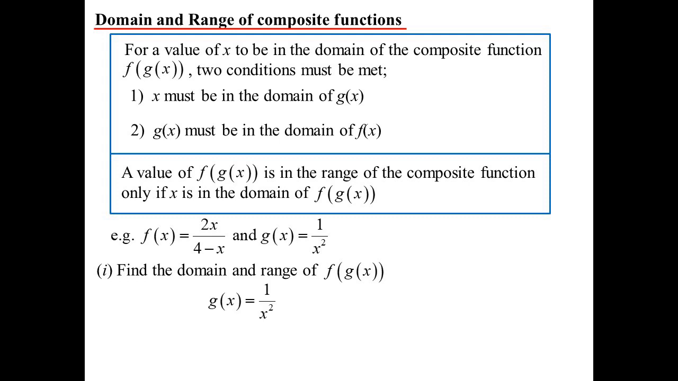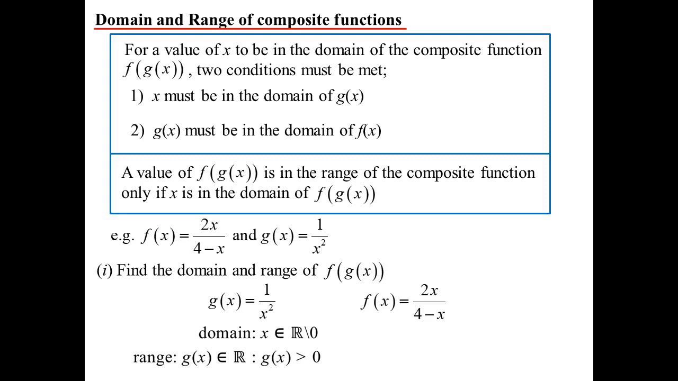Well, the first thing to do is look for the domain and range of each of the individual functions. So 1 on x squared, well, I've got a pronumeral in the bottom of the fraction. We know the bottom of the fraction can't equal 0. So for this one, and I'm using set notation here, x would belong to the real numbers but excluding 0. The range, well, I'm only ever going to get positive numbers there because I've got 1 on x squared. It would be impossible to get a negative answer. So that's g of x.